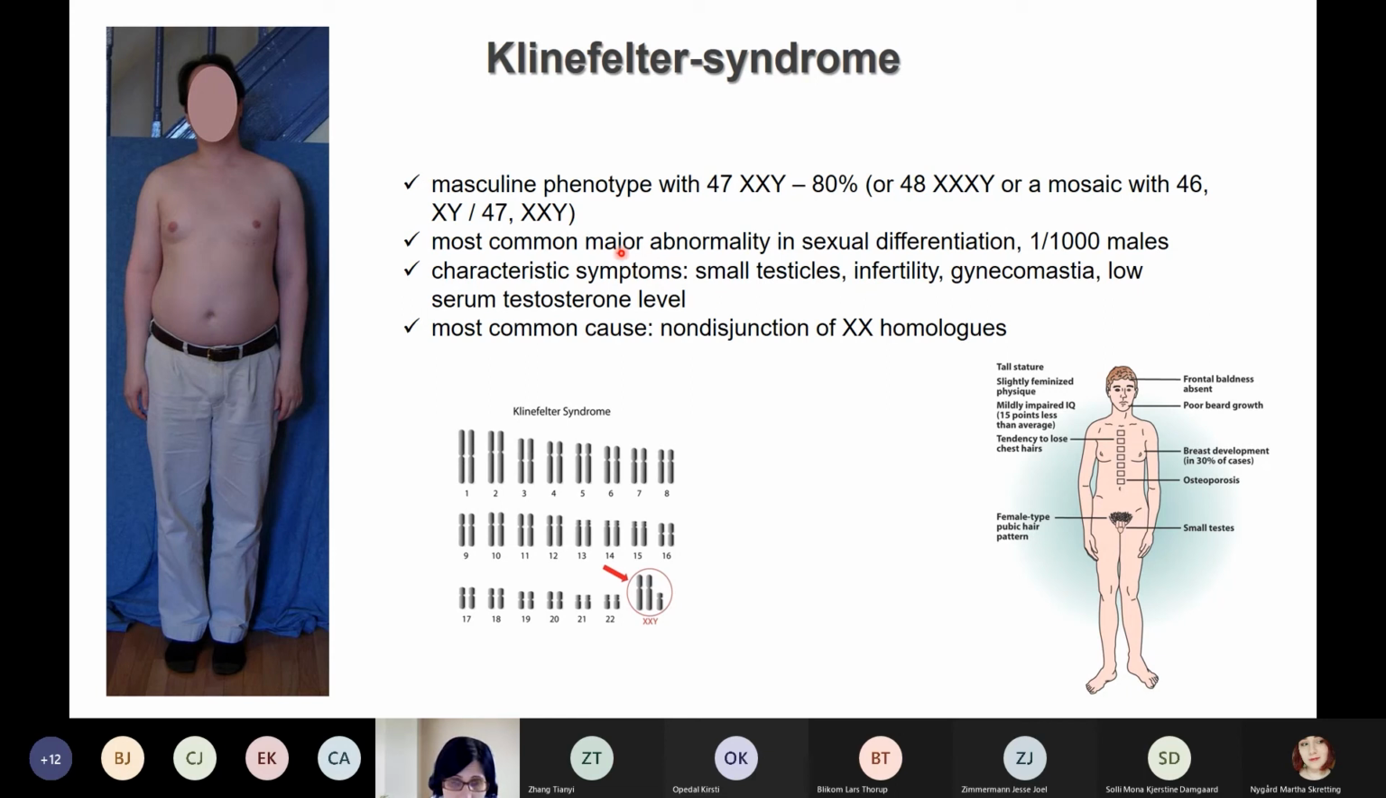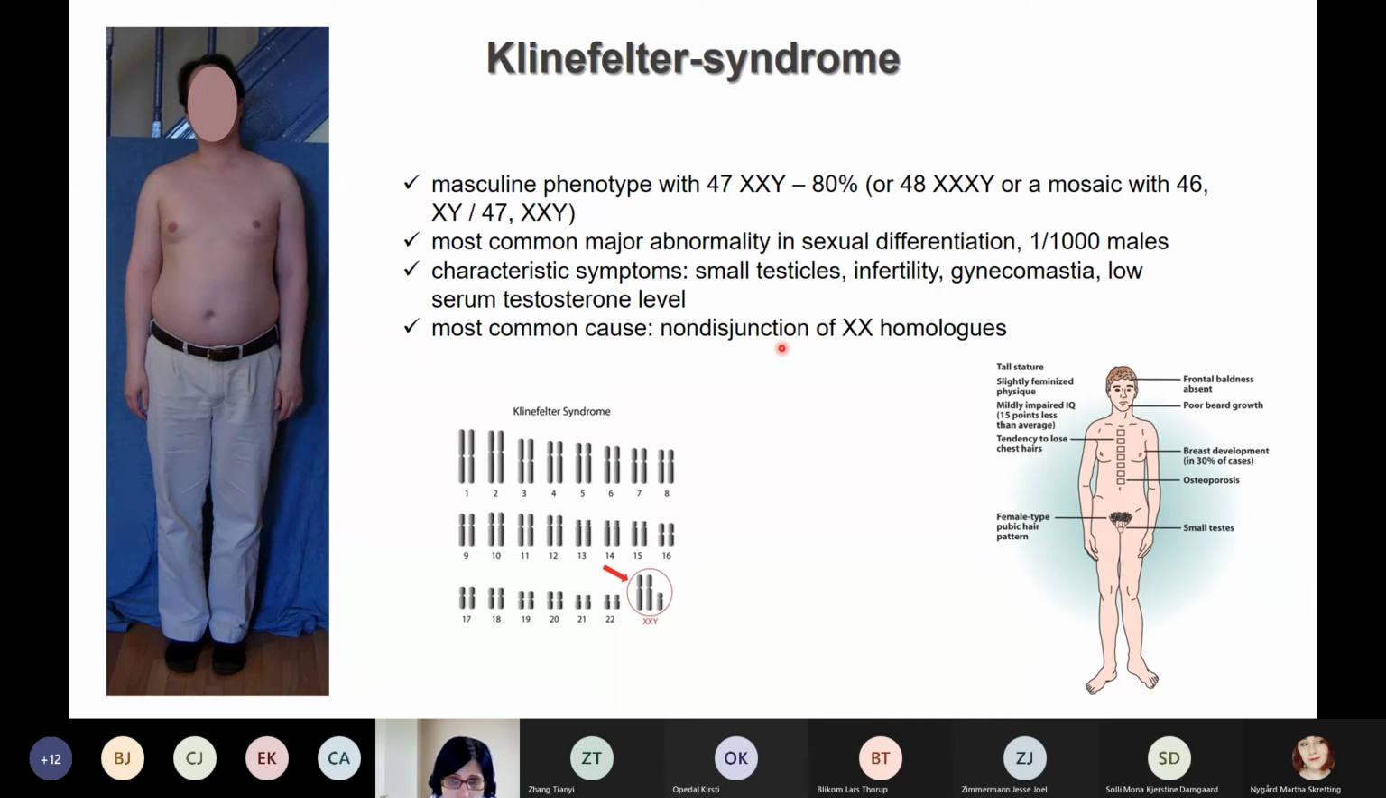The characteristic symptoms are hypogonadism, so the testicles are smaller in volume, leading to infertility. These male patients have enlarged breasts. And because of the small testicles and hypogonadism, they have a lower serum testosterone level, which could be the cause of many characteristic symptoms.